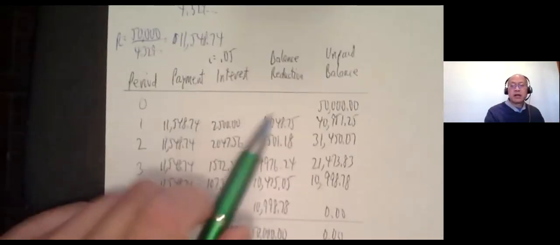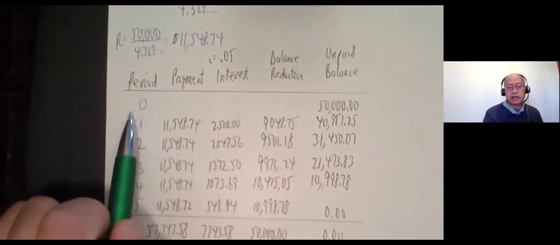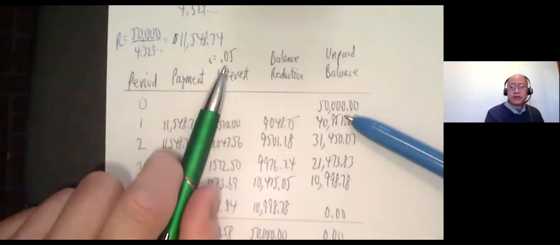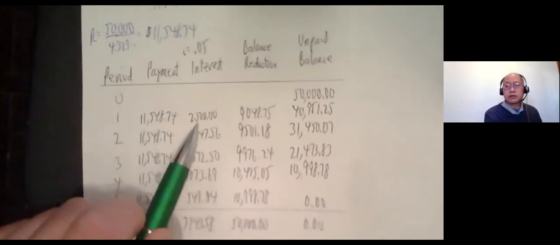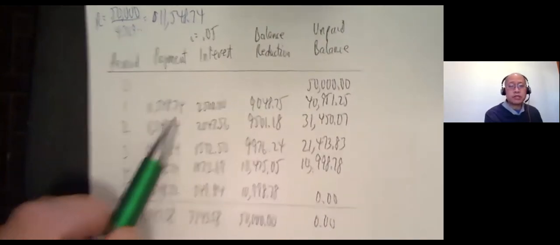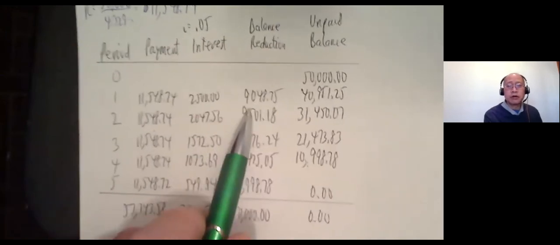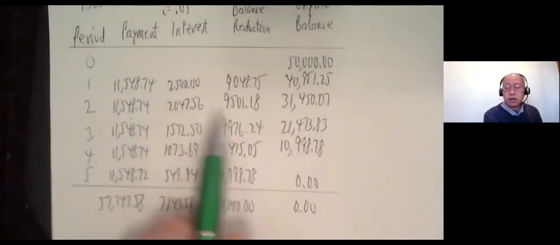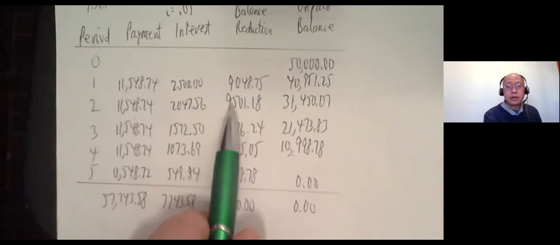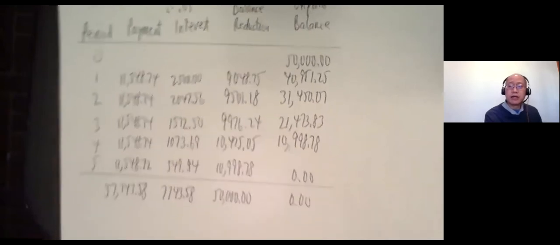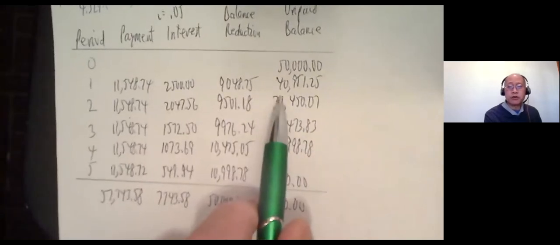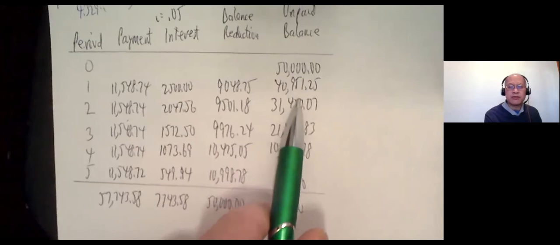You make this payment, start off with $50,000. I call it period zero. The interest rate is 5%. So 5% of 50,000 is 2,500. Subtract these two. So 11,548.74 minus 2,500 is 9,048.74. Notice all of these are rounded to the nearest penny. Some of these don't come out to the nearest cent, but you make it that way. That's how much I get to reduce the balance by. So now I go 50,000 minus 9,048.75. The new balance is 40,951.25.